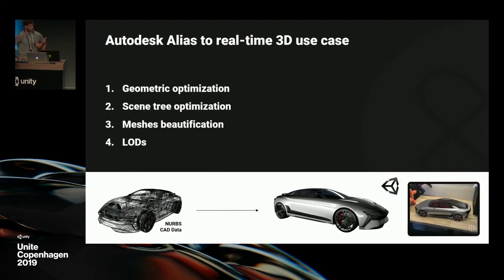So now we're going to dive into our model, our alias model, and the data preparation process will follow these 4 steps. So first, geometric optimization, then scene tree optimization, followed by meshes beautification, and final step will be the creation of levels of detail.